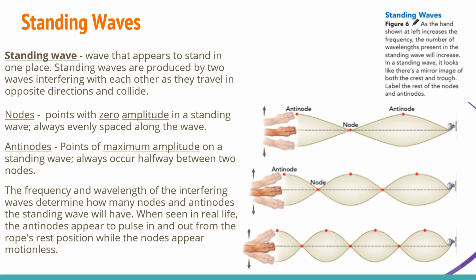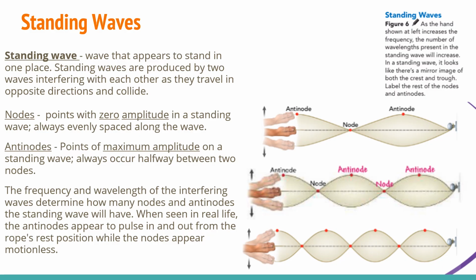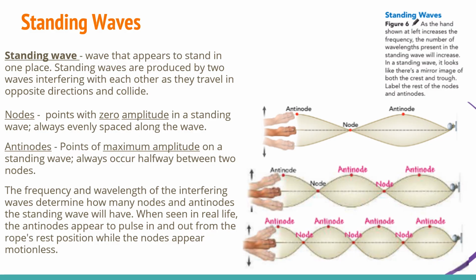Label the rest of the nodes and antinodes. So antinodes are at top, nodes are the intersecting points on the line of rest. So we continue with that and it would look like this: antinode, node, antinode, and then at the bottom we'd have antinode, node, antinode, node, antinode, node, antinode.